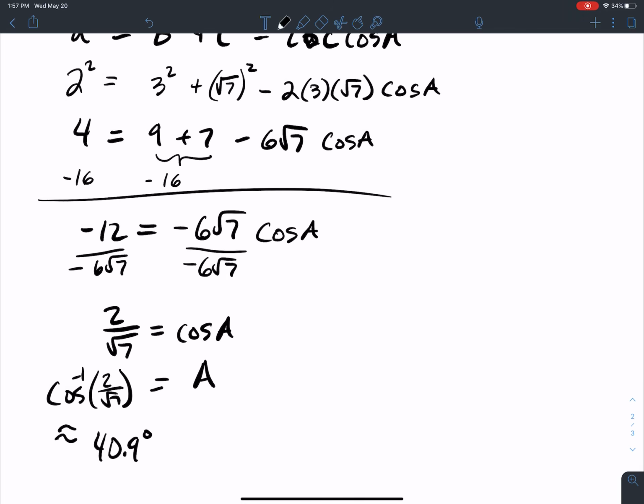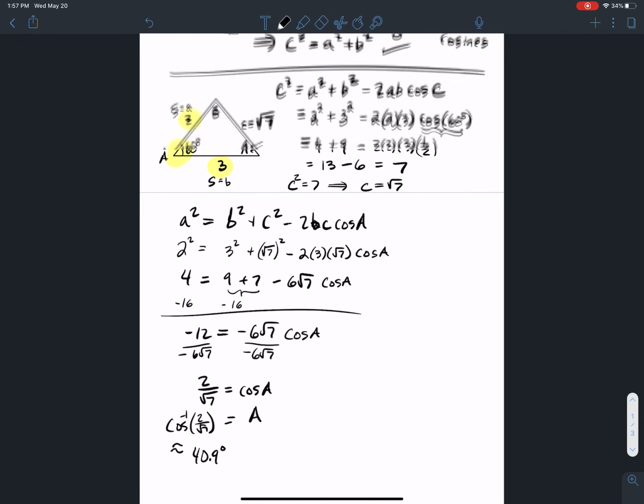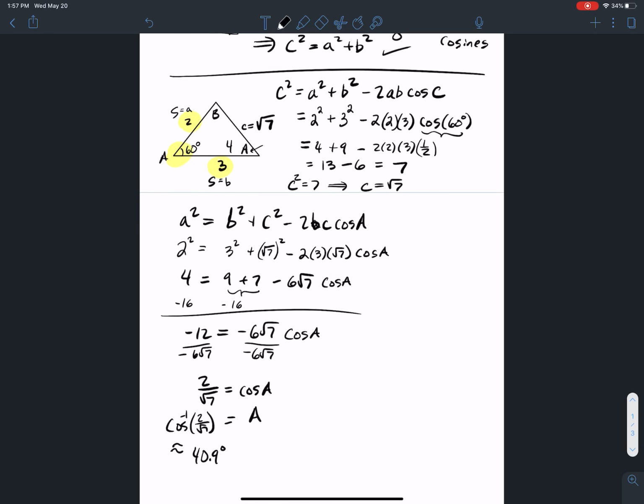And so my angle here for A is 40.9. So I can use that to get B plus 60 degrees plus 40.9 degrees equals 180, because there's 180 in a triangle. So that means B is going to be the subtraction of those, which is 79.1 degrees.